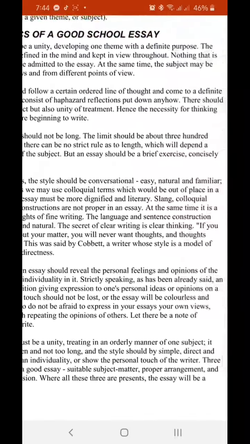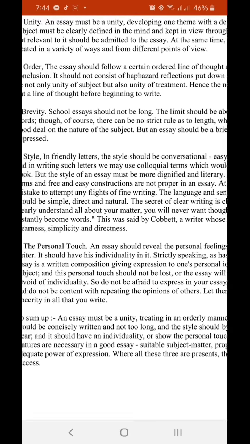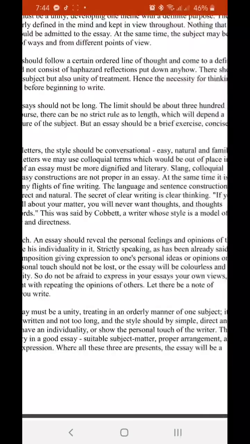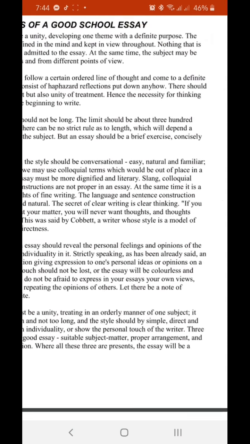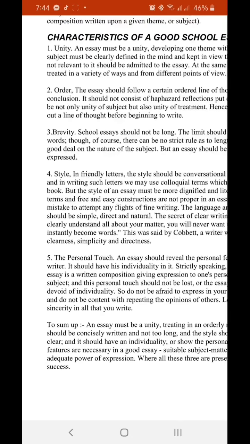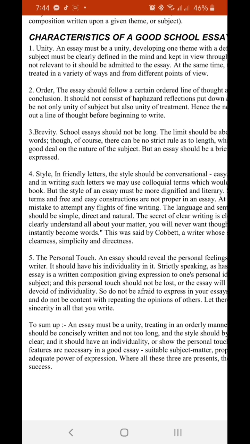The secret of clear writing is clear thinking. If you clearly understand all about your matter, you will never want thoughts, and thoughts instantly become words. This is a saying of Cobbett about writing, about simplicity, directness and clearness in essay writing.